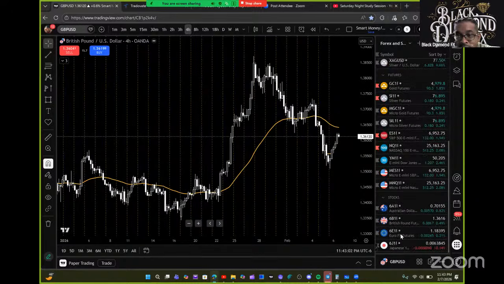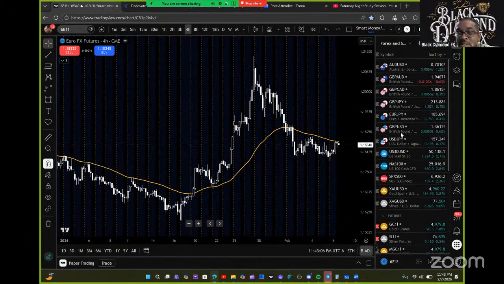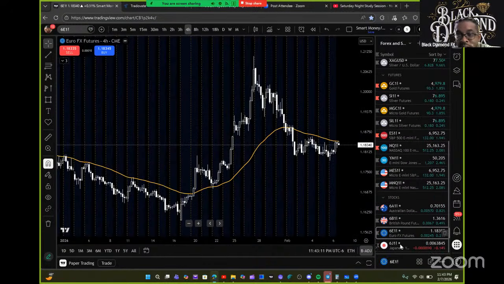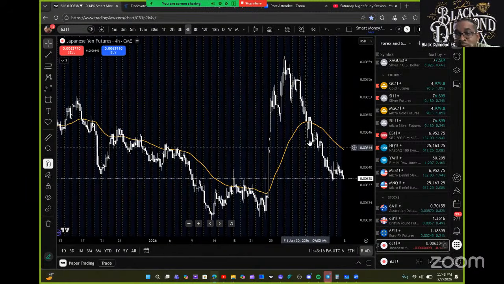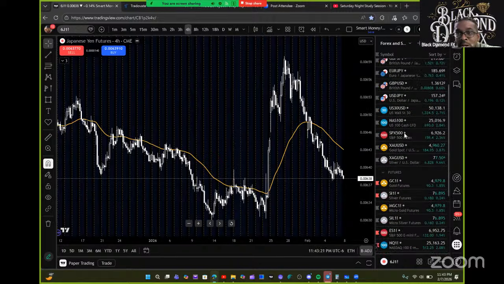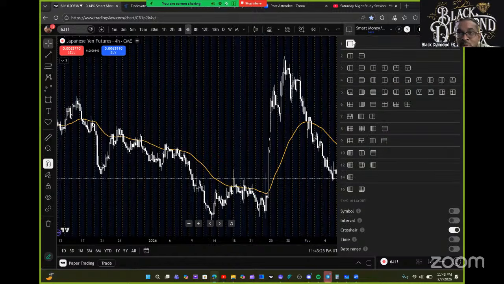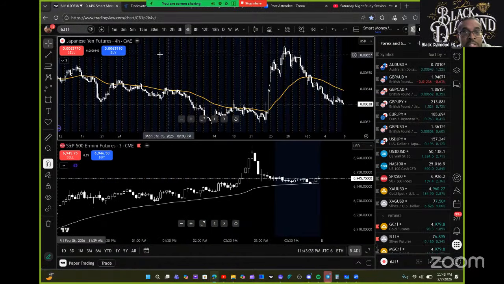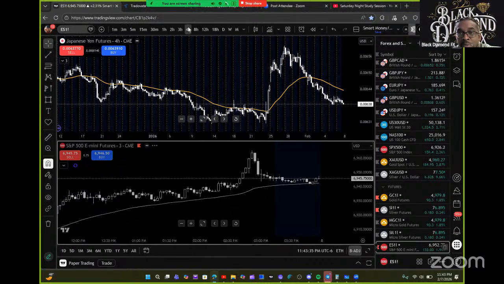6E, Euro USD. Now, I don't have Euro USD on, but you see it's going to be the same. This one, 6J, Japanese Yen futures. Whatever Japanese Yen futures is doing, USD JPY is going to do the opposite. Watch this. I'm going to pull up this chart. It's just flipped. So this is Japanese Yen futures on a 4 hour at the top. At the bottom, I'm going to pull up USD JPY on the 4 hour.